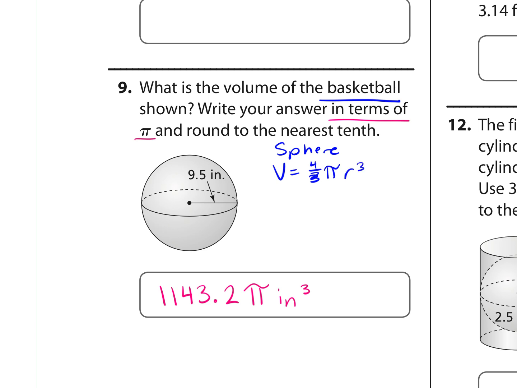pi r cubed. So I'm going to plug in everything I know. It says in terms of pi, so leave pi in your answer. It gives us the radius. It's halfway across the circle, which is 9.5, and we're going to cube that. At this point, I'm going to go to my calculator and type 4/3 times 9.5 cubed, and I get 1,143.16 repeating, and I'm going to leave pi alone. I did not plug in anything for pi in my calculator. I ignored it, and it rounds to this answer.